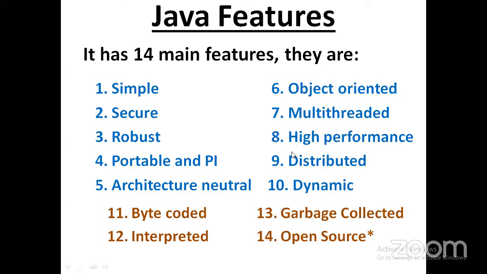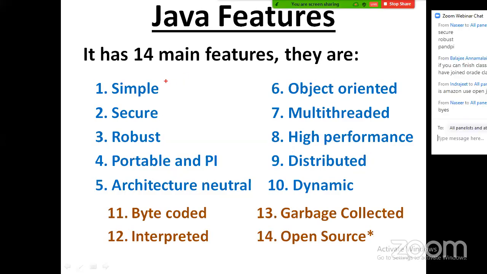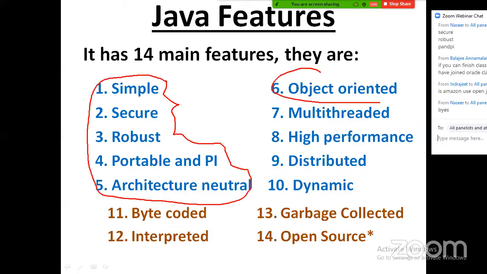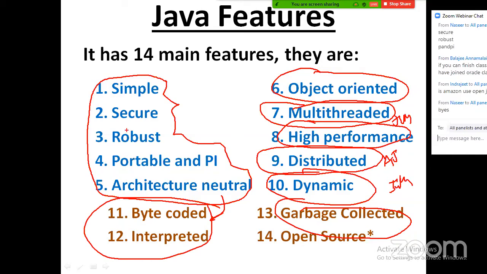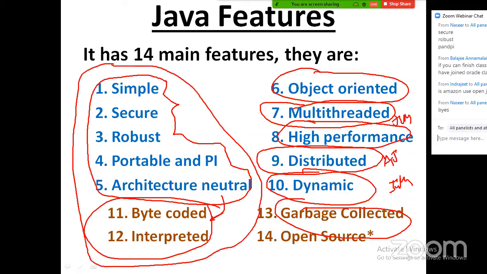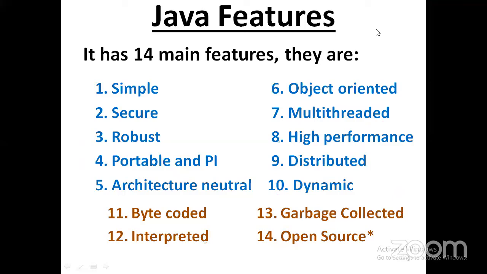Tomorrow I will go to the new points, explaining each feature in detail with respect to chapters. Simple, secure, robust, portable, and architectural neutral we are learning in the first chapter itself. Second chapter is object oriented programming. Multi-threading has its own chapter. High performance I'll teach in the JVM architecture chapter. Distributed you will learn as a separate course, advanced Java. Dynamic I'm going to teach in the inheritance chapter. Garbage collector is one chapter. Bytecode and interpreted you are also learning in the first chapter. Open source, nothing more to learn, already explained. So this is the basic idea about all the features of Java.